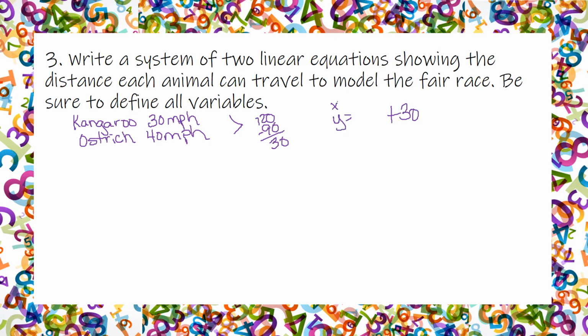So the total number of miles is the miles per hour the kangaroo can run times the number of hours they run, plus the padding. Okay, now we're not giving the ostrich any help, and they run 40 miles an hour for so many hours. Okay, we know it's going to be 3 hours, but we need to show why that is true.